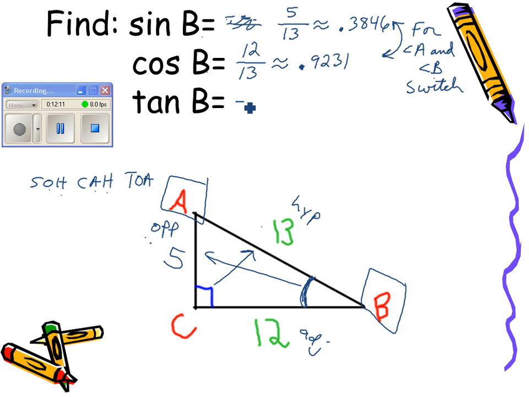Then for the tangent, tangent's opposite over adjacent, which is 5 over 12. Well, all that happens with the tangent, as far as angle A and angle B goes, is it's the reciprocal. It flips over the fraction. So the tangent of angle A and the tangent of angle B are the reciprocals of each other. 5 divided by 12 is 0.4167.